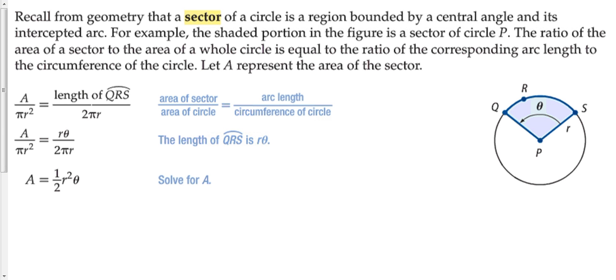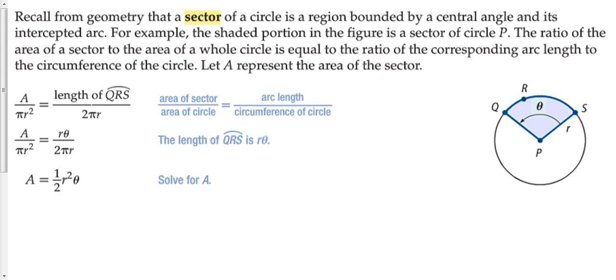it's a region bounded by a central angle and its intercepted arc. Okay. So a sector is something like that shaded part right there, of theta. It's just a piece of a circle. The ratio of the area of a sector to the whole circle is equal to the ratio of the corresponding arc length to the circumference of a circle.